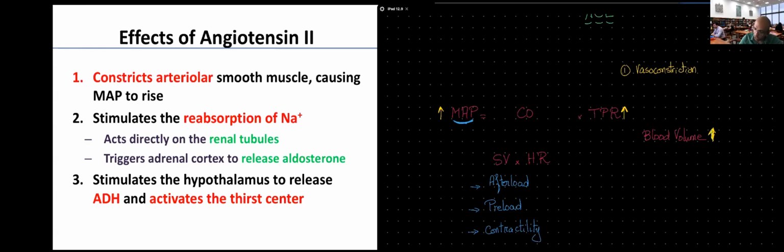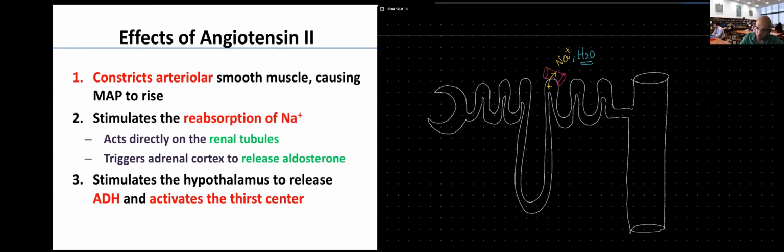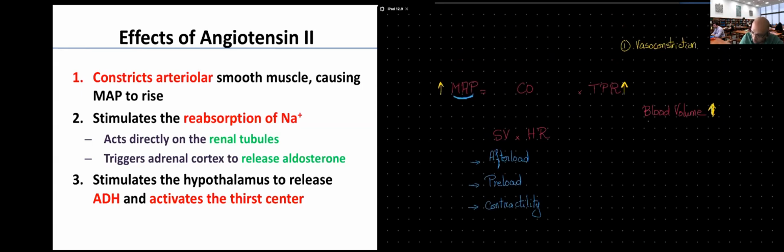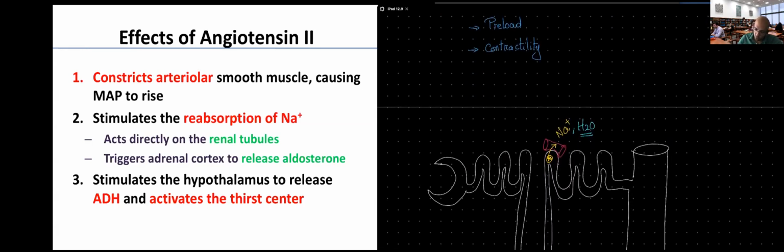So as I reabsorb the sodium back from the filtrate to my blood vessels, it's going to be followed by water. And as I reabsorb water back to my blood, this increases my blood volume, resulting in an increase in my mean arterial pressure. So this is the direct effect. The indirect effect is by stimulating the release of a hormone called aldosterone.